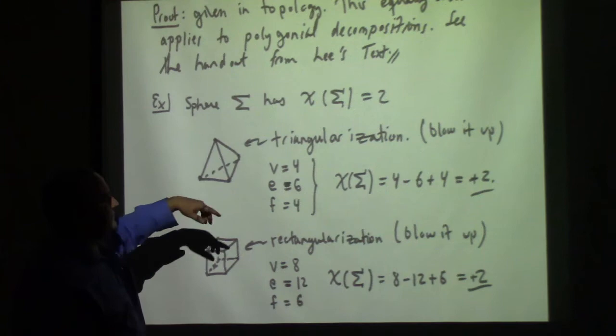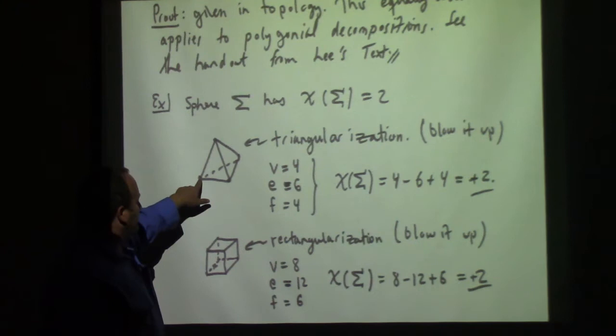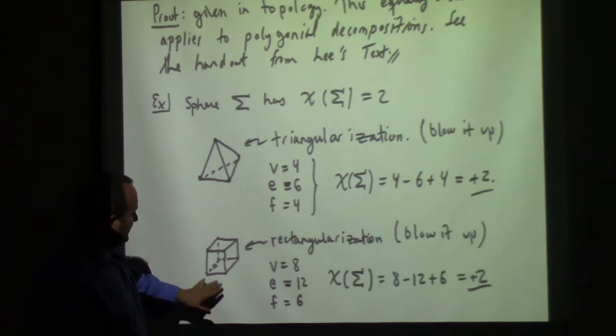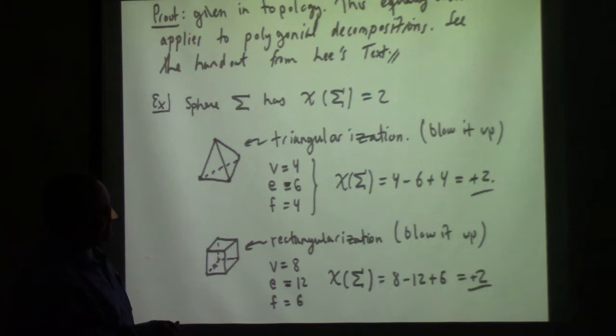In this case, how many vertices do you have? 1, 2, 3, 4. How many edges? 1, 2, 3, 4, 5, 6, right? How many faces? 1, 2, 3, 4. How about this one? 8 vertices, 12 edges, 6 faces. But isn't that cool? The Euler characteristic for both of these works out to 2.